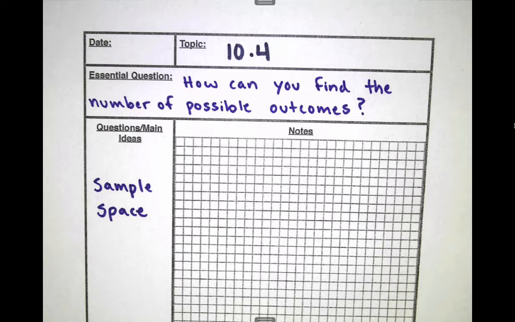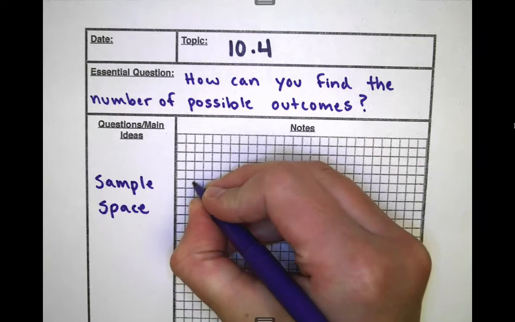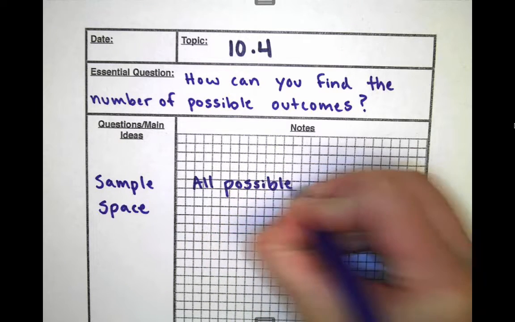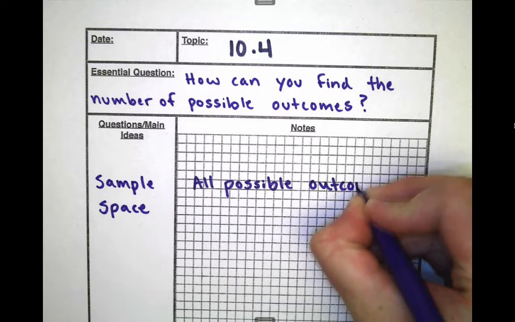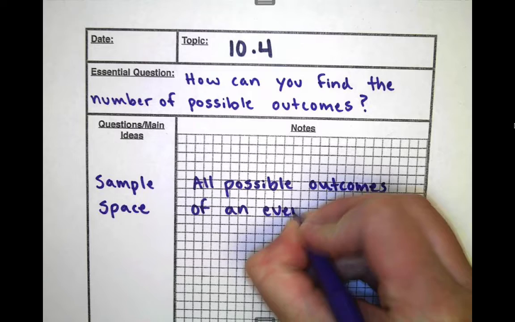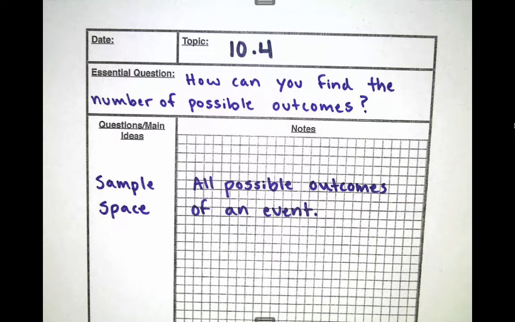So when you're doing something like rolling a dice, flipping a coin, drawing a marble out of a bag, what are all the possible things that could happen? So our definition over here is all possible outcomes of an event. So it's all the things that can possibly happen. And I'm going to give you a few examples of that today and kind of practice it too with you. So we're going to be talking about what is the sample space in certain situations. So let's do an example for our notes.